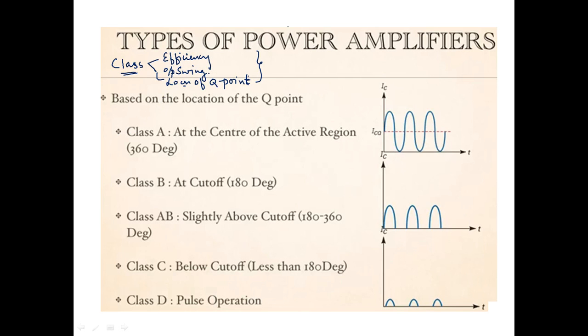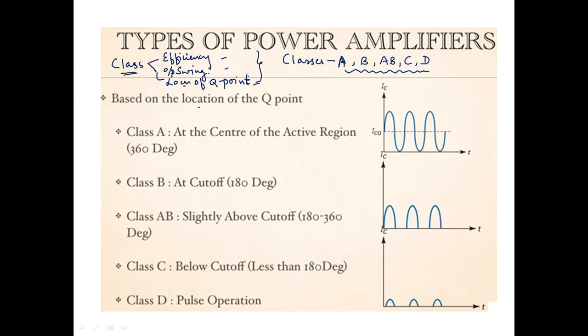First of all, how many classes do we have? We have 5 classes. The first one is class A amplifier, the second is class B, the third is class AB, the fourth is class C amplifier, and the final one is called class D amplifier. We differentiate the power amplifiers into these 5 different classes. What are the features of these 5 classes with respect to efficiency, output swing and location of the Q point? Let's try to understand.